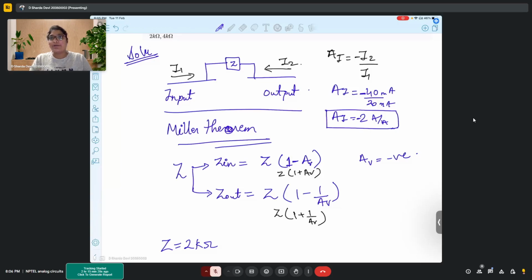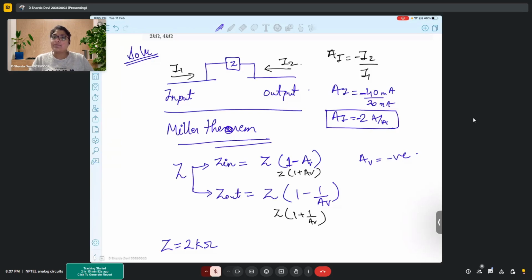So like 120 dB, 60 dB. 60 dB is 1,000 times. 120 dB, you can imagine. So it's basically like 6 times 10 to the power 6. For such large values, 1 plus AV becomes AV, and 1 plus 1 by AV almost becomes 1. So in that case, your plus minus issue also goes away, but more or less the behavior remains similar.